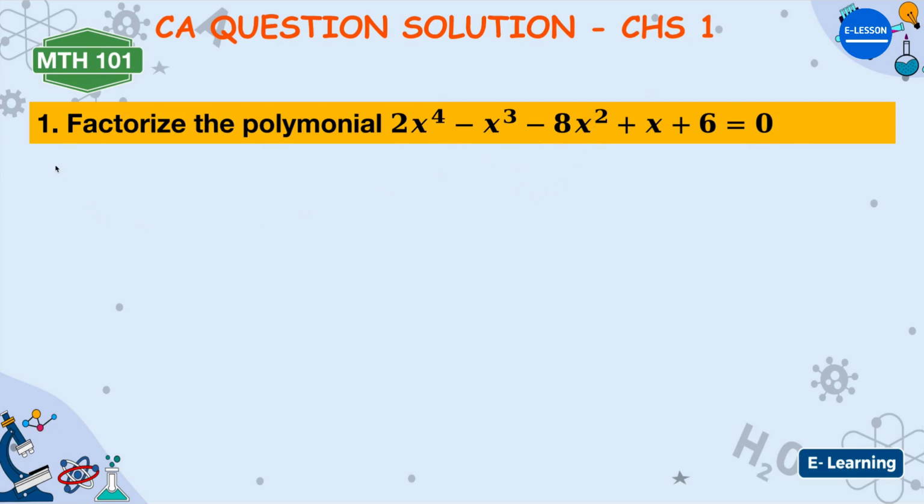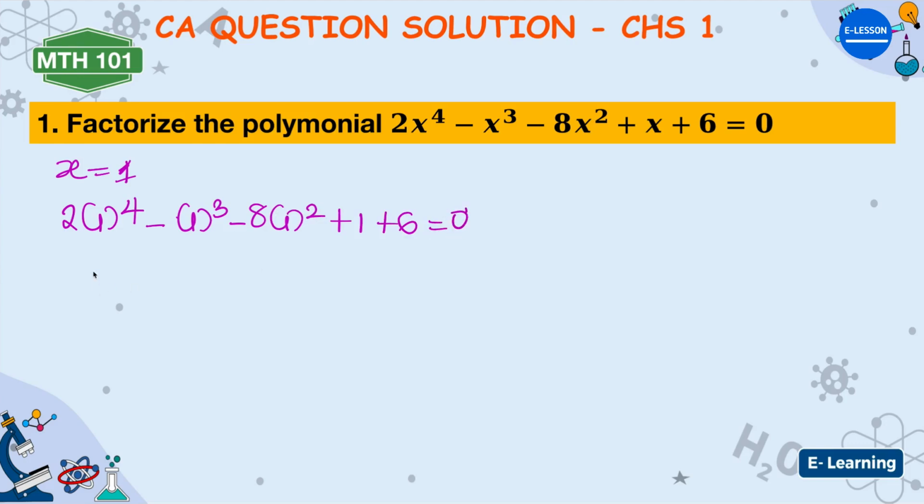So let us try the first number. First number will be x is equals to 1. It means if you put x is equals to 1 into this equation and it gives us 0, it means x is equals to 1 is a factor. So this will be 2 bracket, wherever you see x, put 1, raised to the power of 4 minus 1 to the power of 3 minus 8 bracket 1 square plus 1 plus 6 is equals to 0.